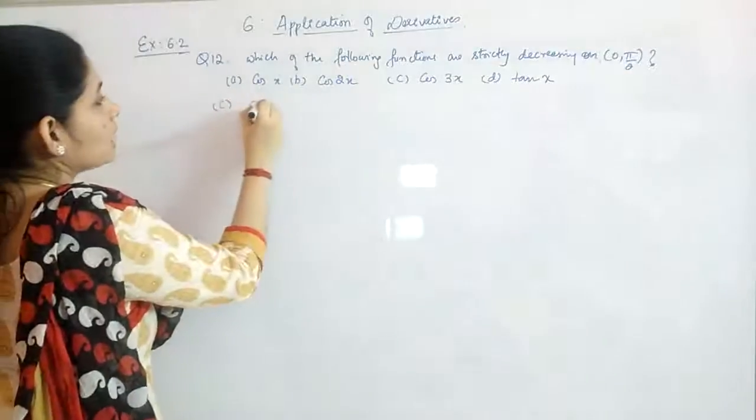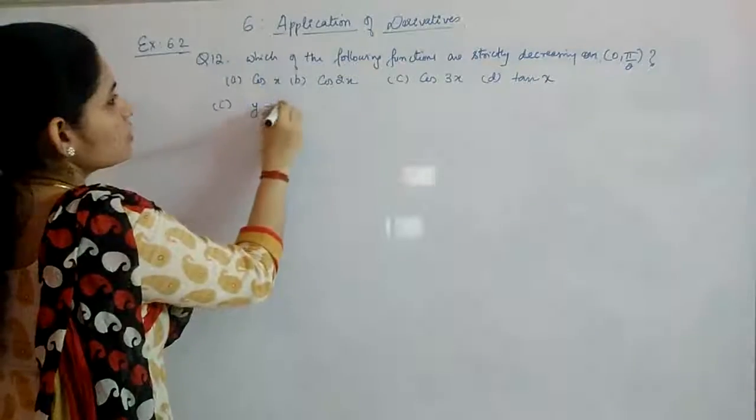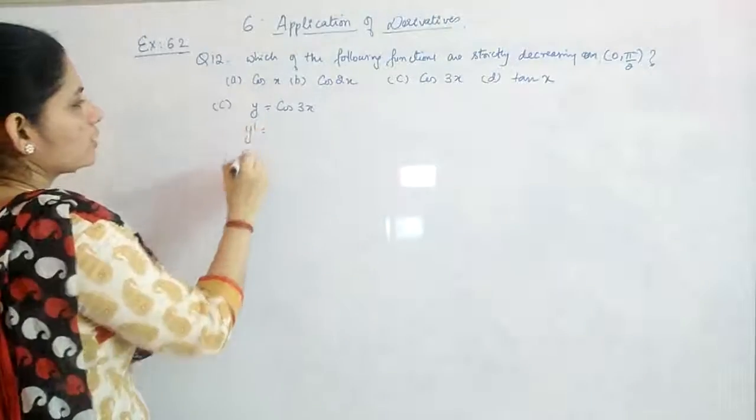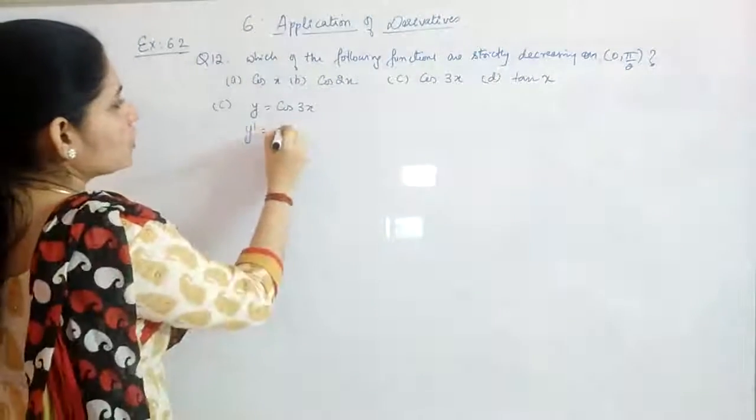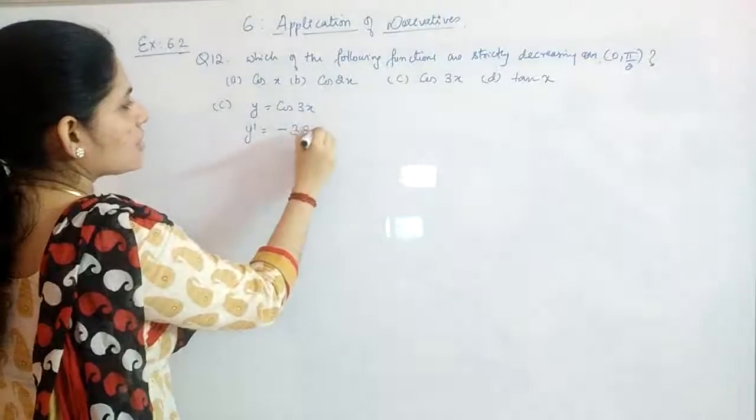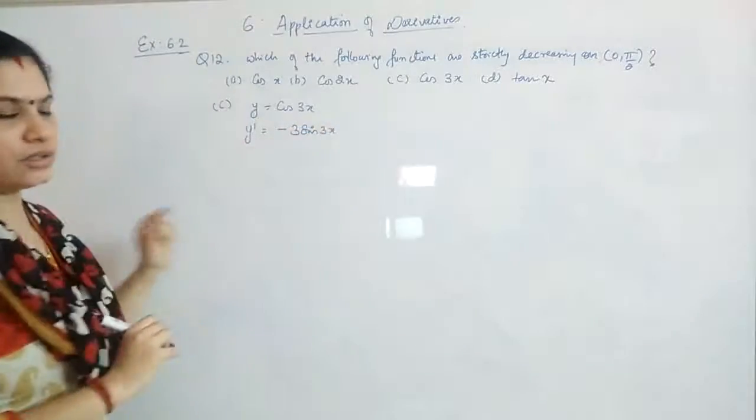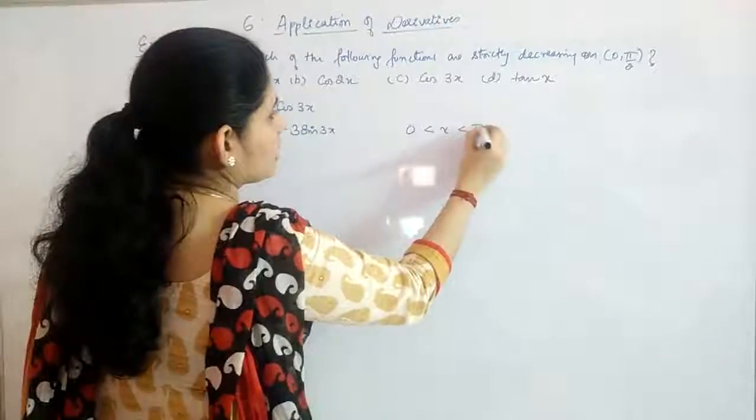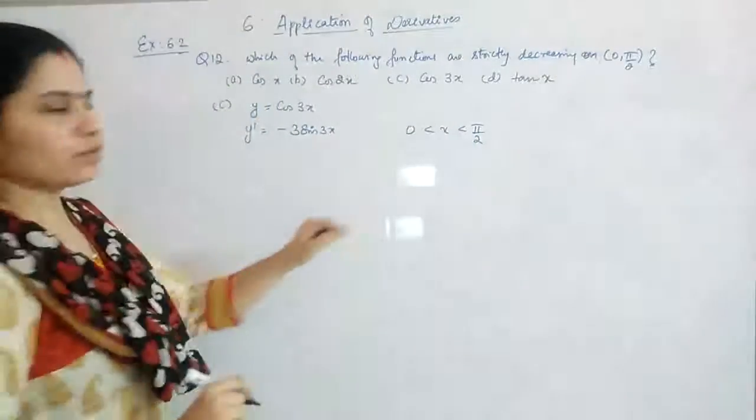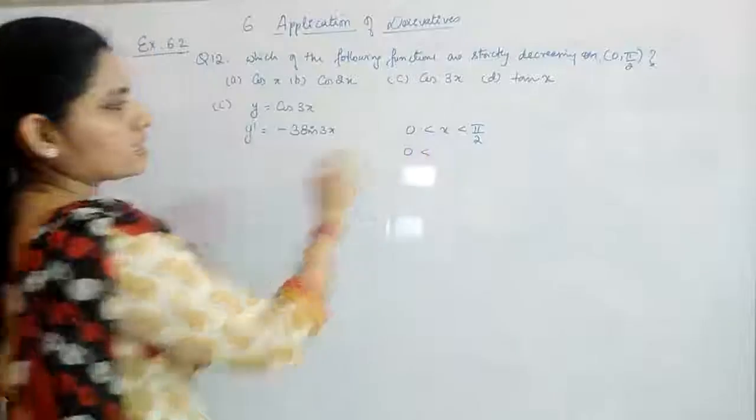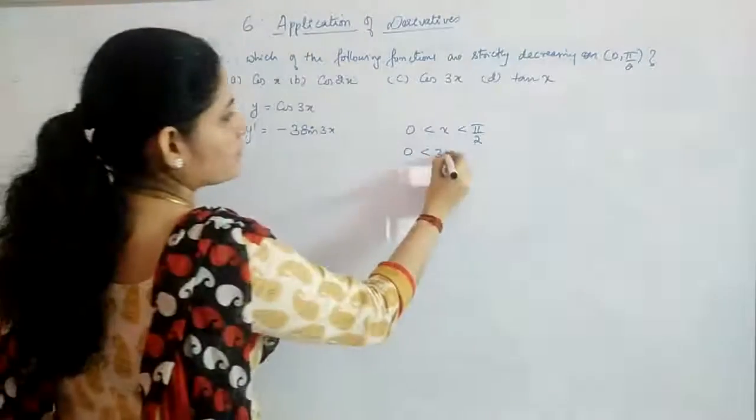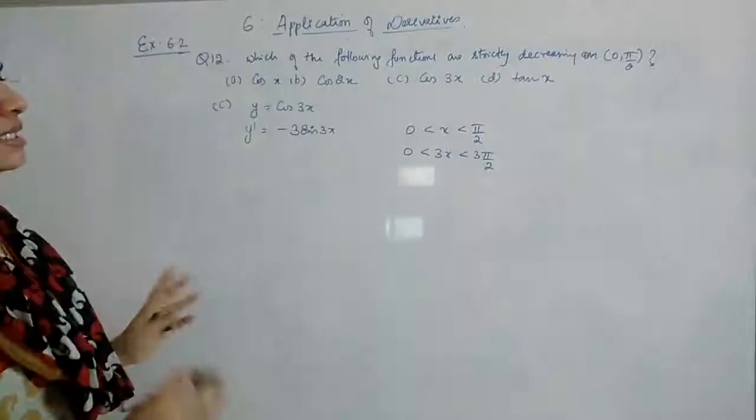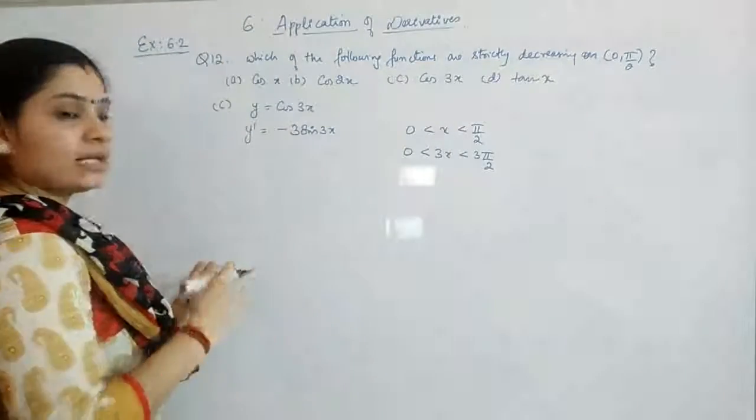For the third part, you have y is equal to cos 3x. So y dash or f dash of x will give you minus 3 sin 3x. Now you have to check in this interval. For that, we will again start with 0 less than x less than pi by 2. Then you are multiplying throughout by 3, you will get 0 less than 3x less than 3 pi by 2. So 3x is lying between 0 and 3 pi by 2.